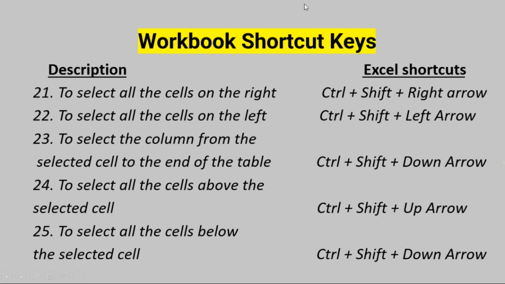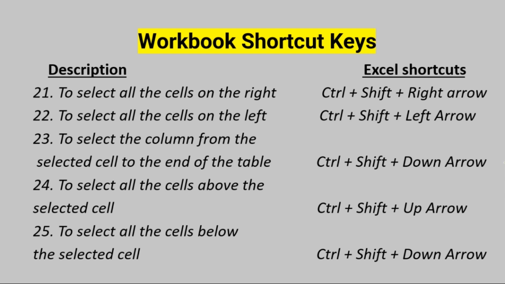Next in line is to select all the cells on the right. You can use Control plus Shift plus right arrow button. Next, if you wish to select all the cells on the left side of the corner, then you should use Control plus Shift plus left arrow button. Next, in order to select the column from the selected cell to the end of the table, you can use Control plus Shift plus down arrow button.